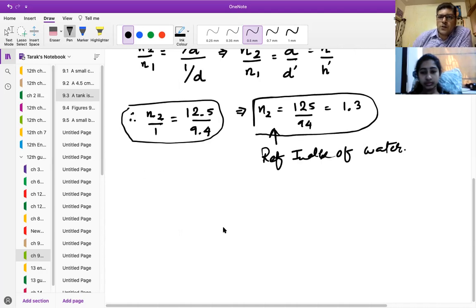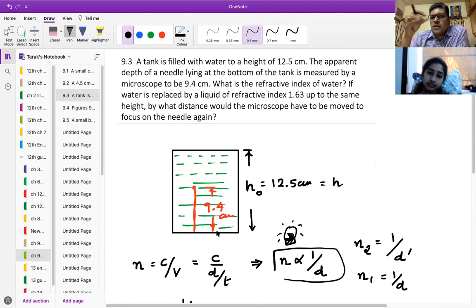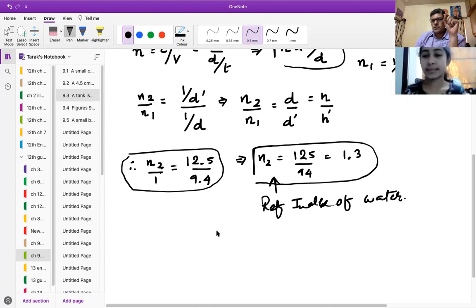Next, in the same question, they have asked something else. If water is replaced by another liquid of refractive index 1.63 to the same height, meaning our liquid is placed to 12.5 centimeter as it is, what will be the height of the needle, which was previously 9.4? It means they want to find the height of the image, h dash. Same equation, but there is a minor change.